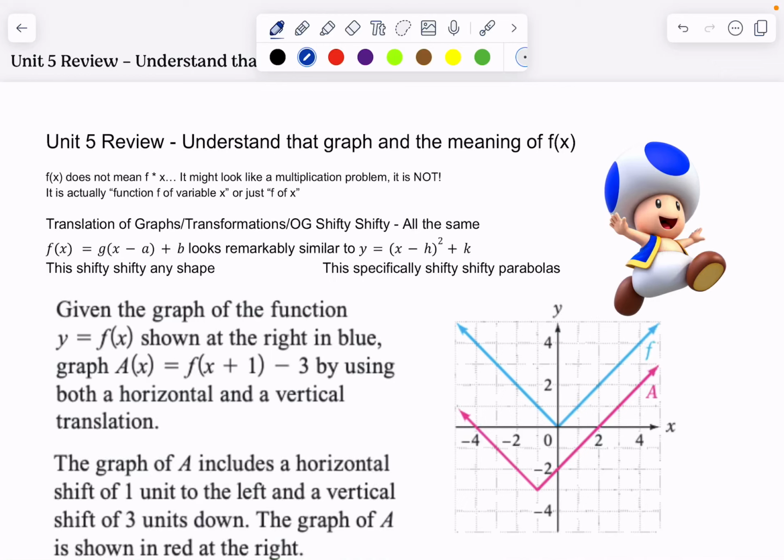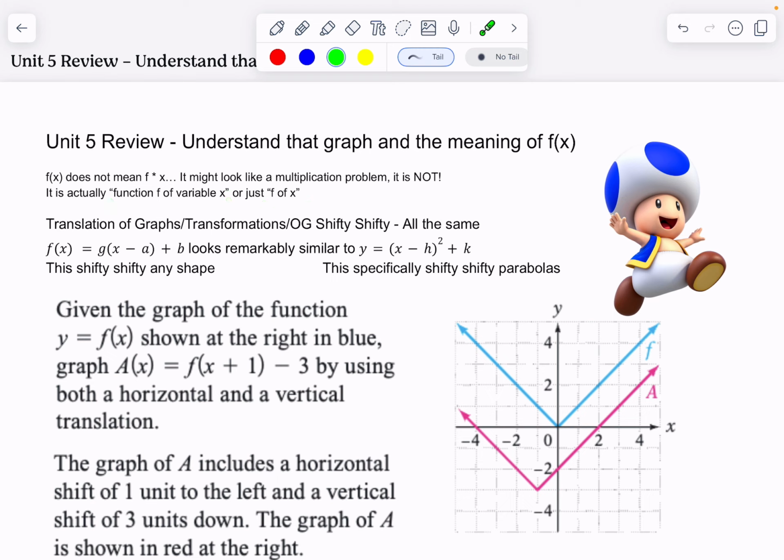Hello, Algebra 2. Let's review Unit 5, understanding that graph and the meaning of f of x, which is just functions. First off, I just want you to know f of x does not mean f times x. Yes, it might look like multiplication, but it's not. Please don't think it is. This is actually going to be a function. So it's a function f of the variable x, or we just say f of x.